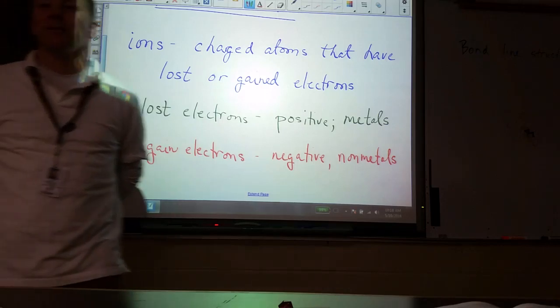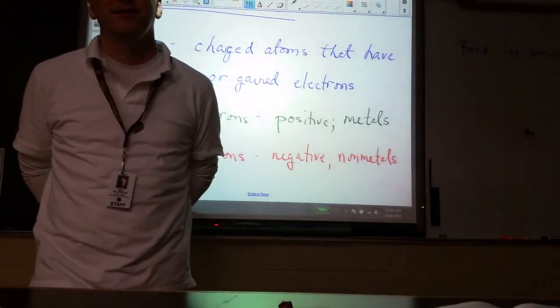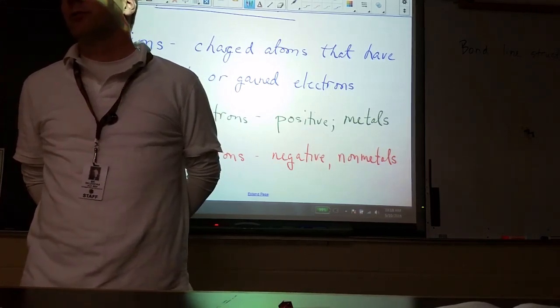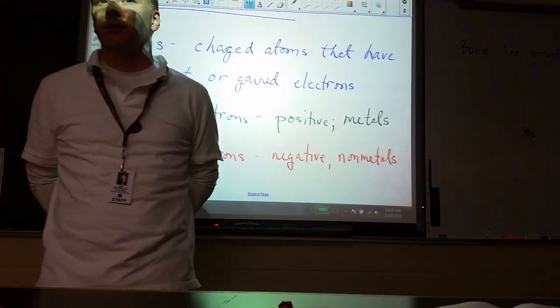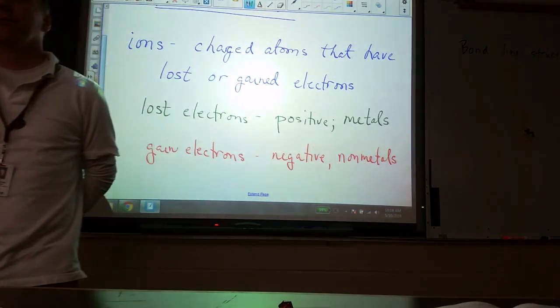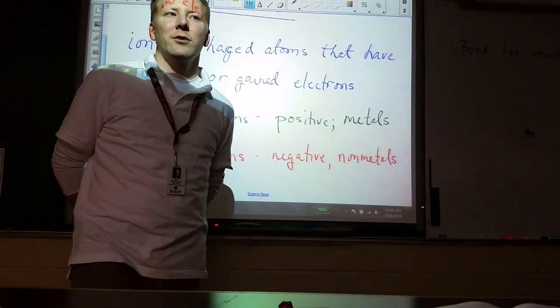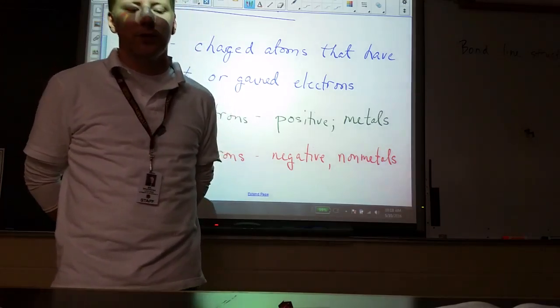Carbon? Carbon is. Why? Because it's got 4 in its outer shell. Silicon too. They don't usually form ions for that reason. It'd be too hard for them to either lose all 4 or gain 4 more. So they don't usually produce ions at all.